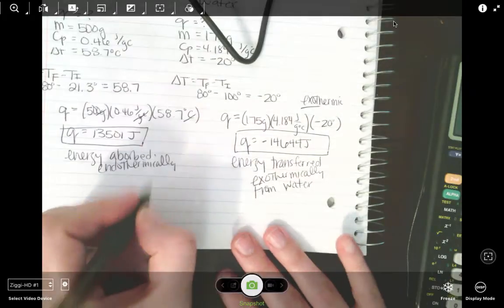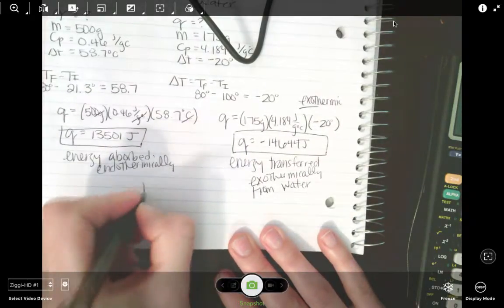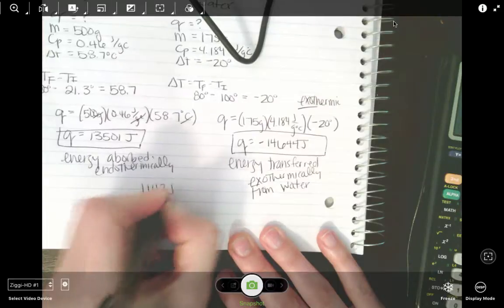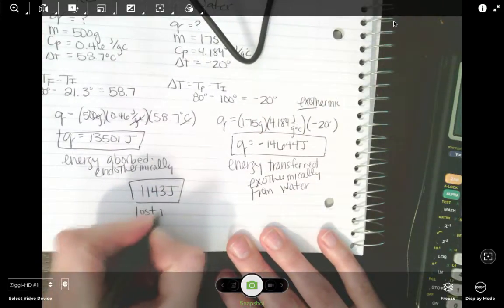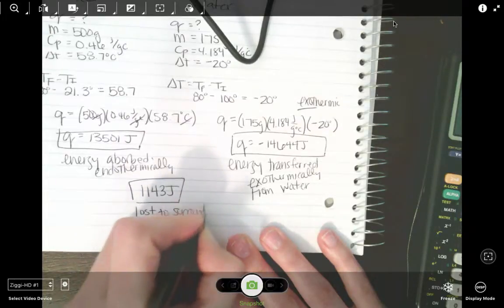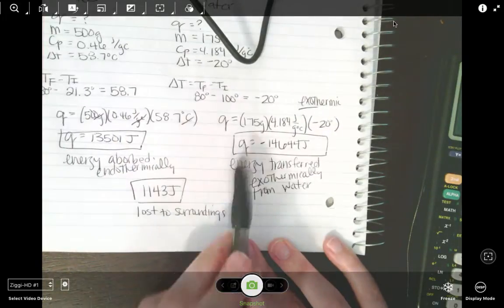The difference between them is 1,143 joules. This is energy lost to the surroundings. So the difference between these two values.